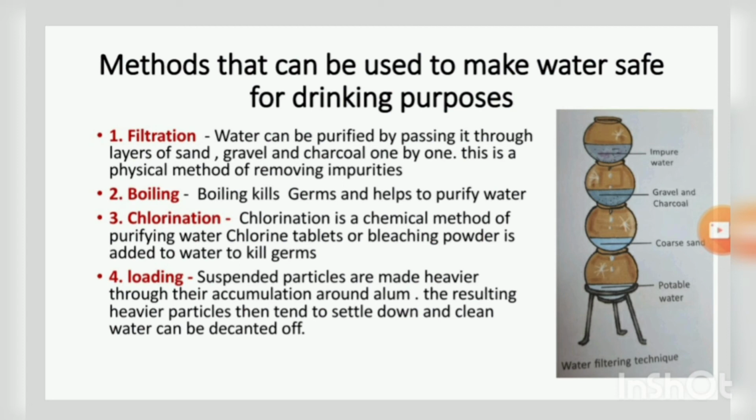Loading is another method to settle down all the suspended lighter impurities in the water, like we add alum, which is normally called fitkari, in the water. These alum particles are quite heavy. They will go and stick to the lighter particles in the water and make them heavy, and therefore they will tend to settle down. So we will get the clean water above, which we can easily decant off, and then we can boil it so that it becomes fit for drinking purposes.